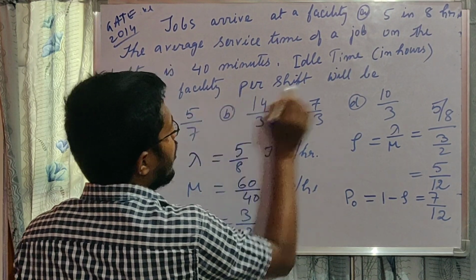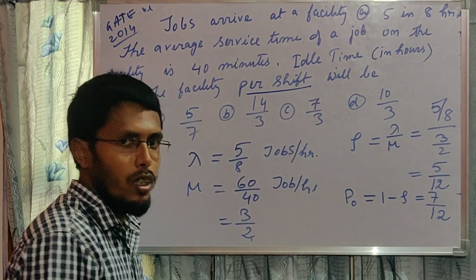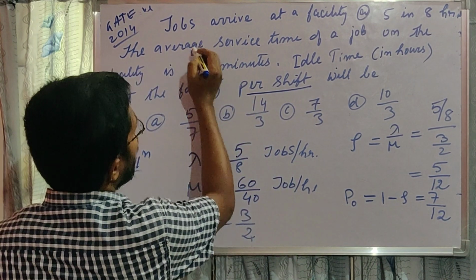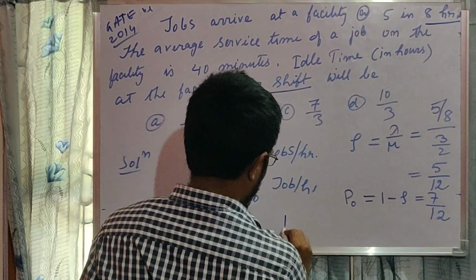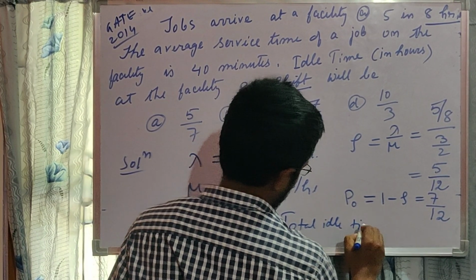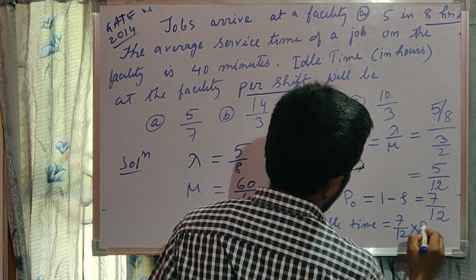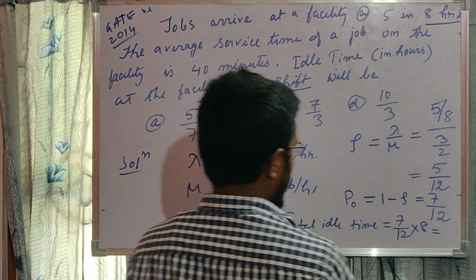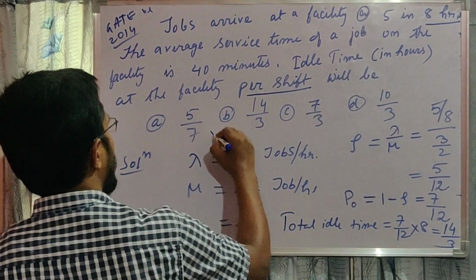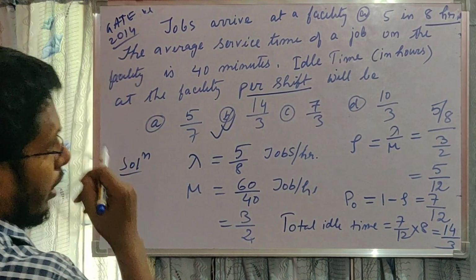It has been told that idle time at the facility per shift, and one shift consists of 8 hours, not 1 hour. So total idle time will be 7 by 12 into 8 equal to 14 by 3. So option B is correct. Got it? So always read the question carefully.